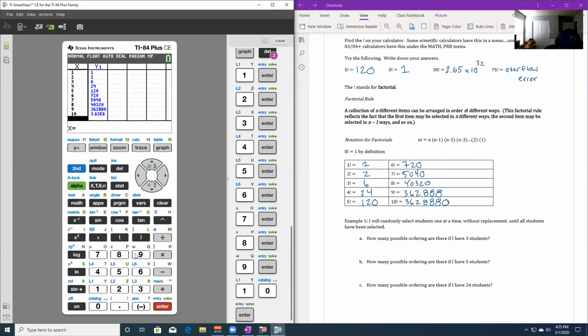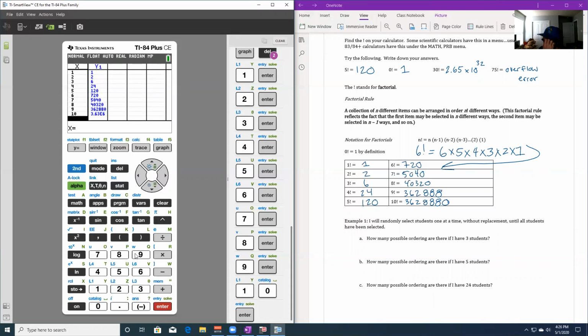So all the factorial does, if I wrote it above, let's look at 6 factorial. 6 factorial would mean 6 times 5 times 4 times 3 times 2 times 1, just like the above, minus 1 and minus 1 and minus 1, to give us 720. Okay, so that's how factorials work.